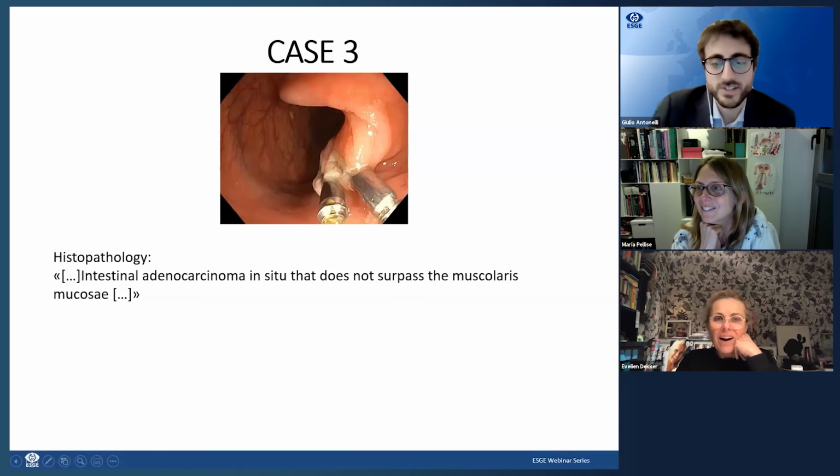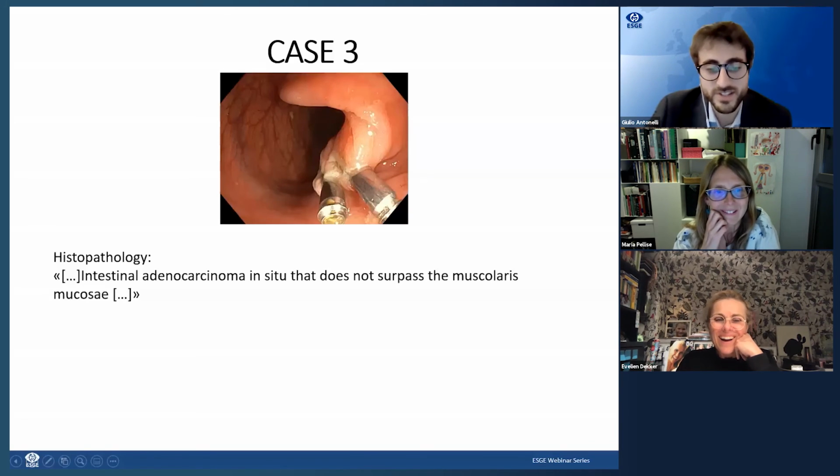No, the question is just we removed this 25 millimeter pedunculated polyp, and the histopathology says adenocarcinoma in situ, and I got very frightened about this. Was I right about this?